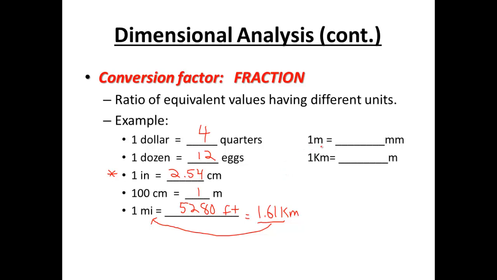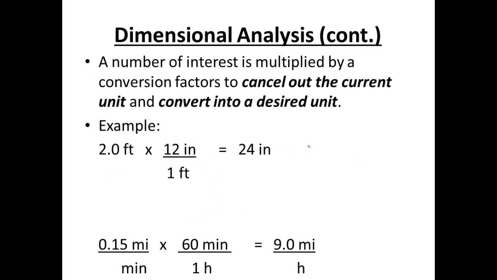Add these ones in too. 1 meter equals 1,000 millimeters, or 1 kilometer equals 1,000 meters. So those are just a couple extras. Add these ones in, because those will be useful as we're going forward also. So now our conversion factors are a key part. A number of interest is multiplied by a conversion factor to cancel out the current unit and convert to a new desired unit. So an example would be if you wanted to go from feet to inches, we would set up 12 inches is 1 foot.